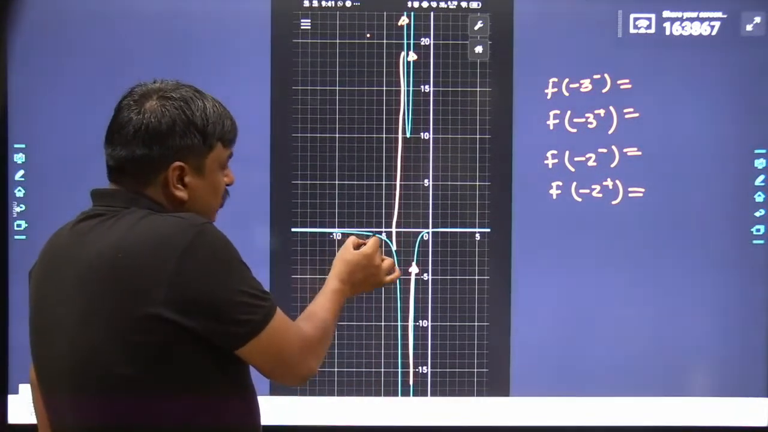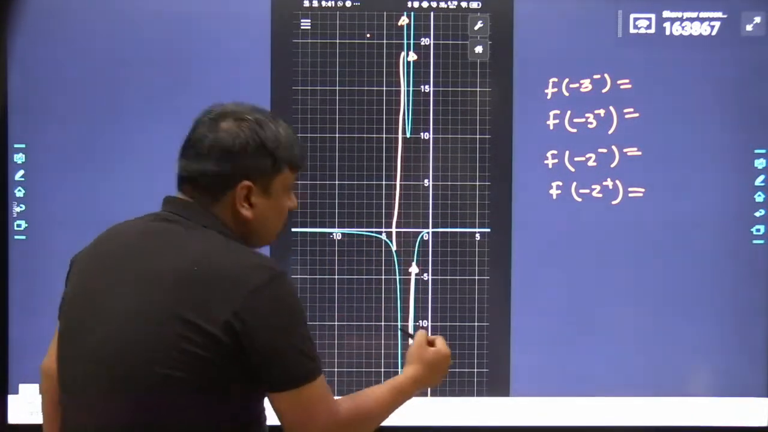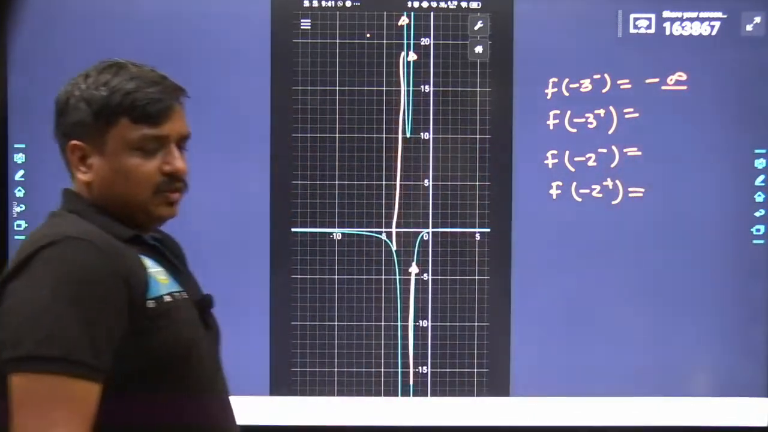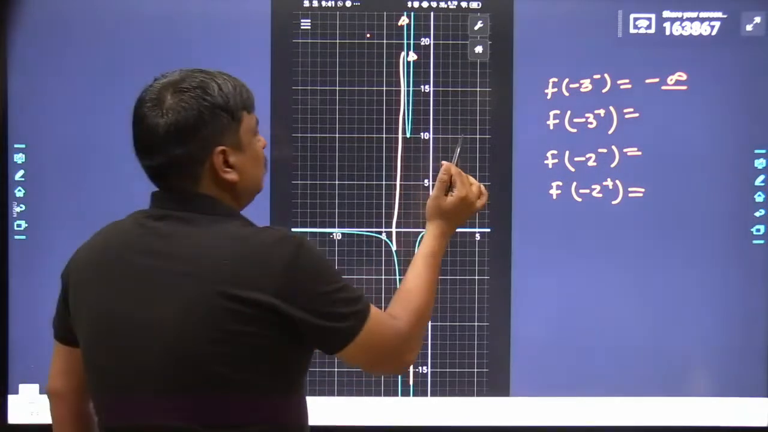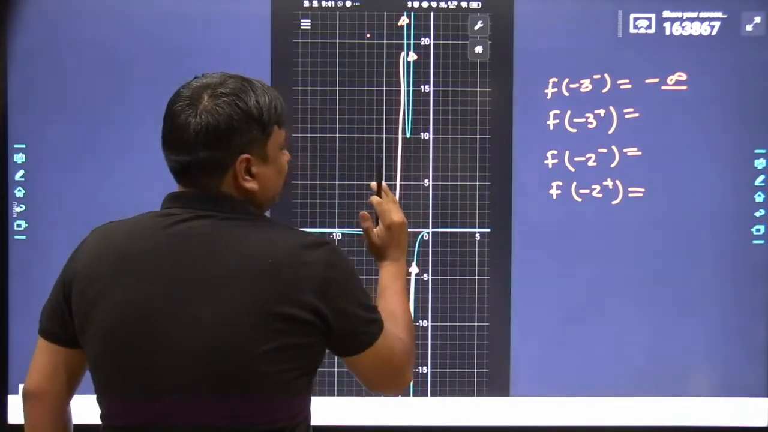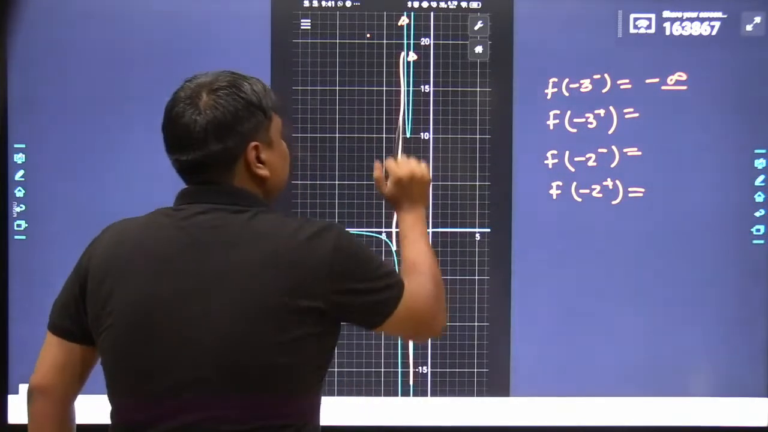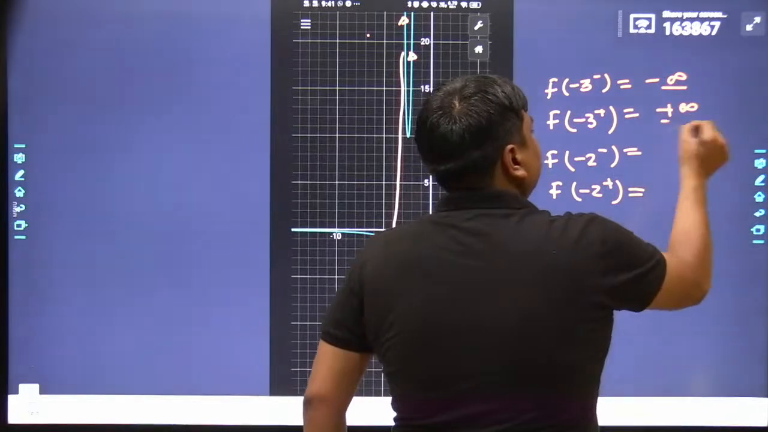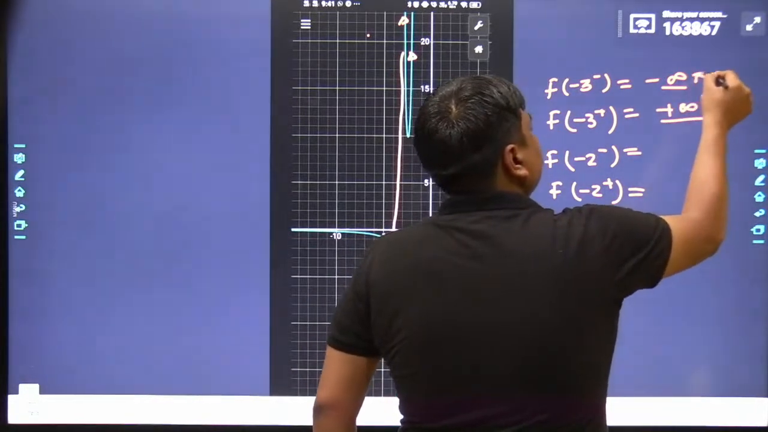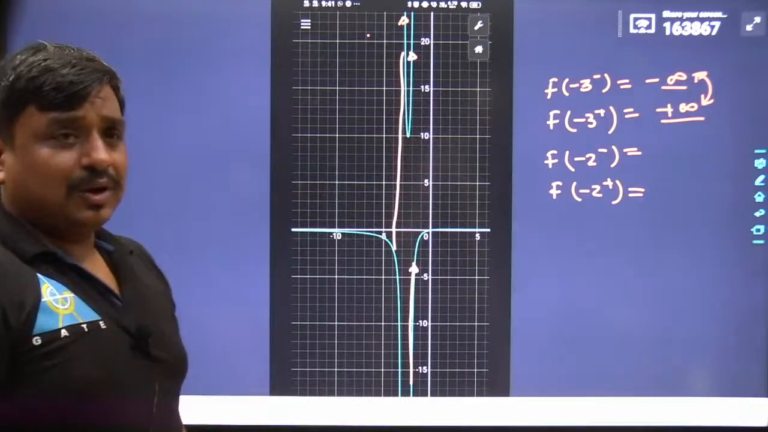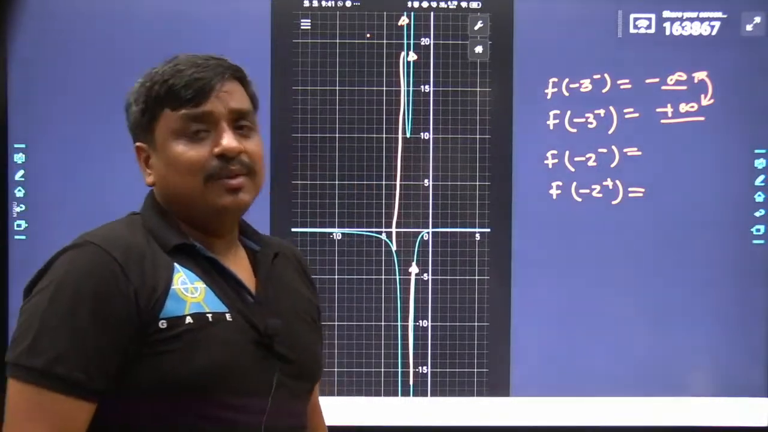At minus 3 minus, the worth of this function had been reaching towards minus infinity. Similarly, if you take the reference of minus 3 plus, you have to just go a little bit to the right hand side of minus 3. May I know where the worth of the function has been moving? It has been moving towards plus infinity. It is quite sure the function had a sudden change at minus 3, because the left hand limit as well as the right hand limit values were different.